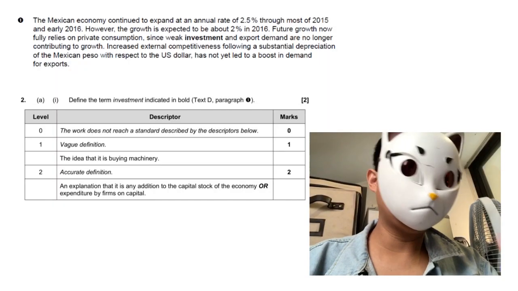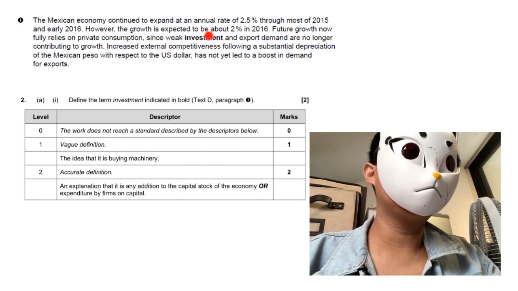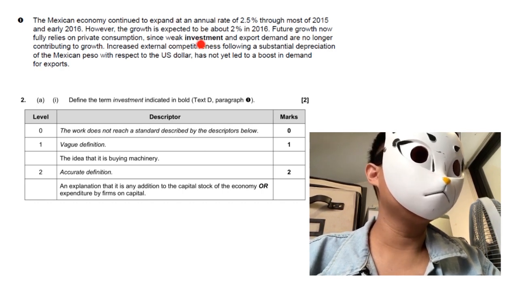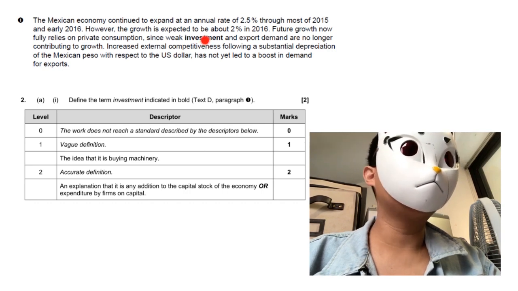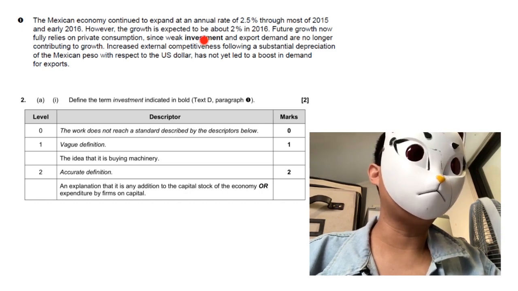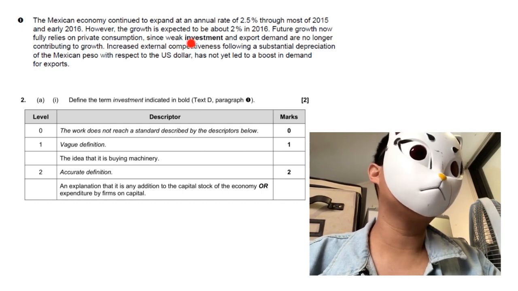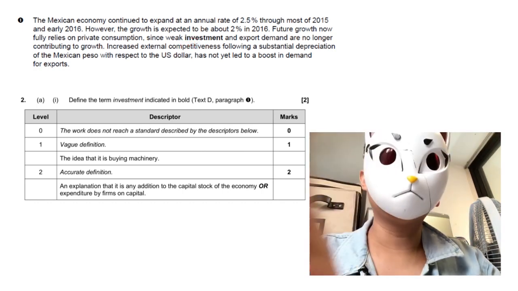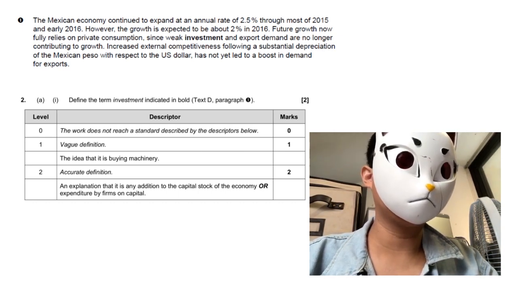Great, we are moving on to another question. Question 2A: we have to define the term investment. So what does it mean by investment? If you do not know, you may check the text to see if there are any tips. But on the other hand, there are no tips in this text.